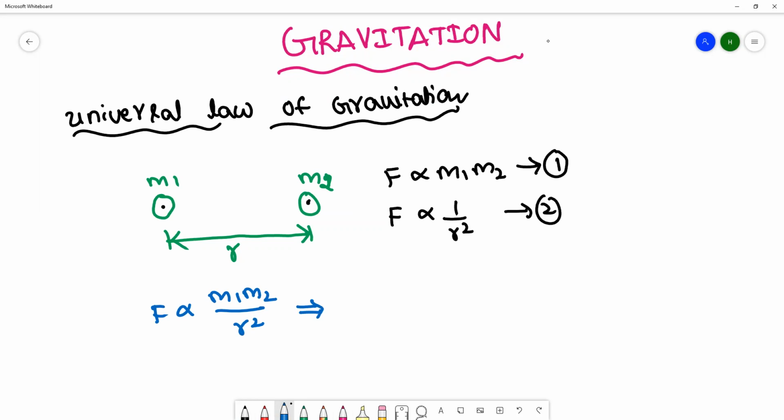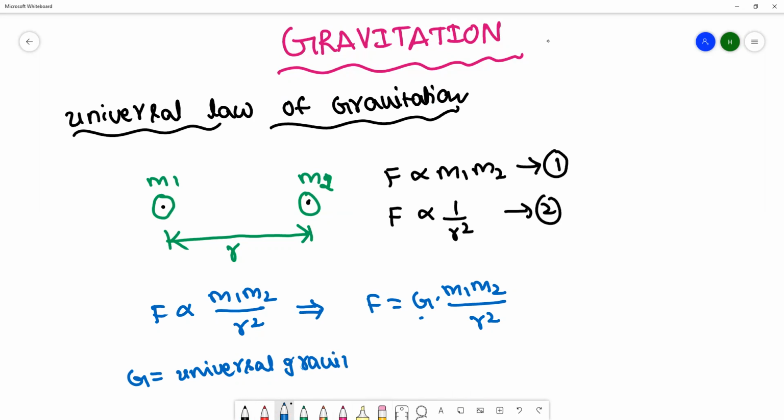square. F is equal to, with a proportional constant, I'm going to write G into m1 m2 divided by r square. Here G is the universal gravitational constant.